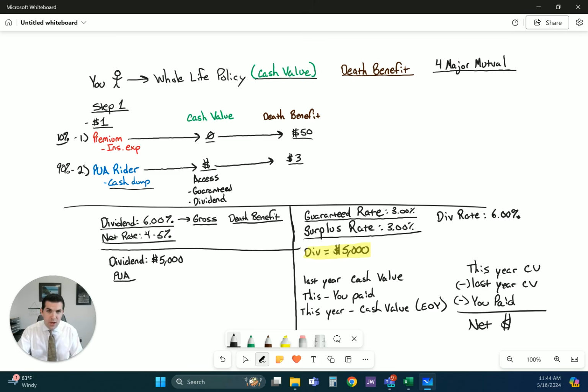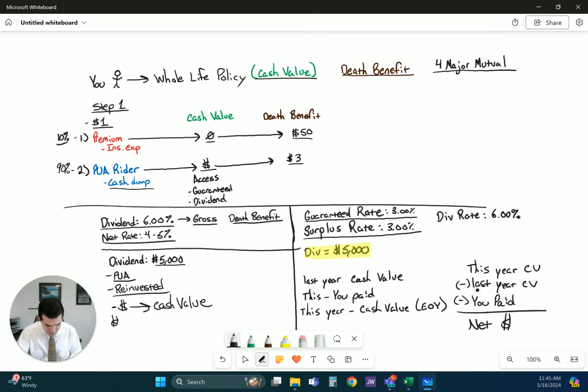Remember that cash dump in? So if you have a $5,000 dividend that purchases paid up additions, some companies will use the term dividends are reinvested into PUAs. Doesn't matter, purchase PUAs, reinvested into PUAs means the exact same thing. That $5,000 dividend payment would go to your cash value, which is nice. That would then continue to receive dividends along with your entire bucket of cash value, so it's compounding.